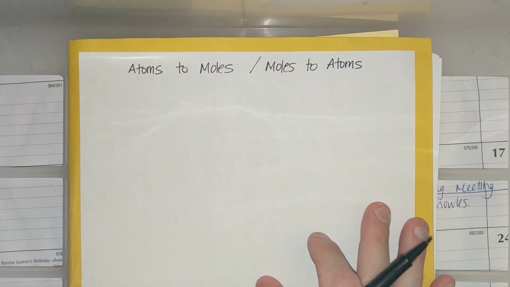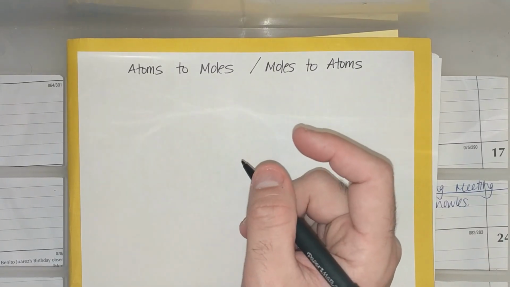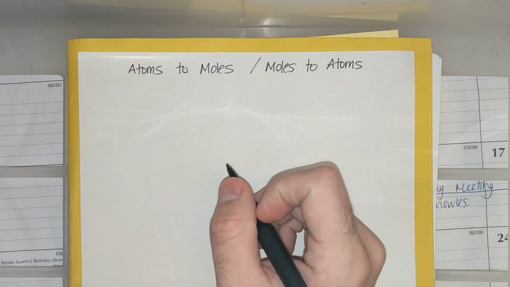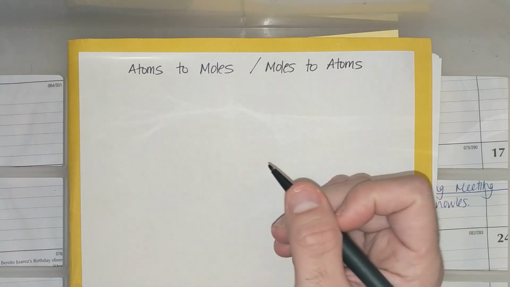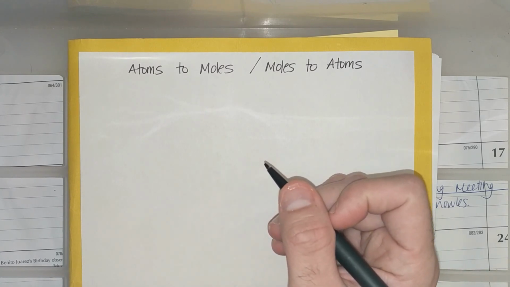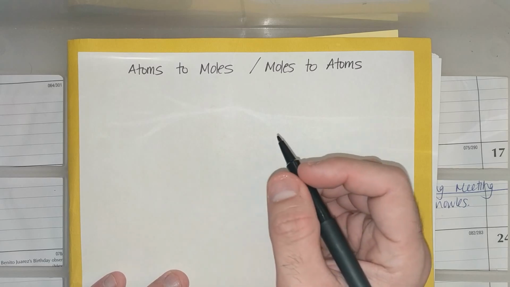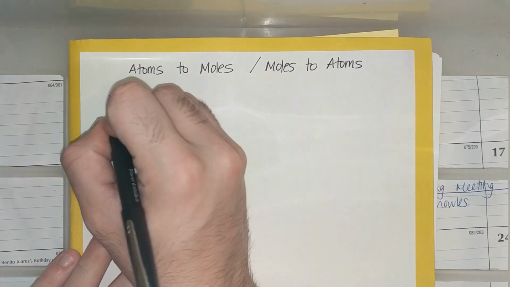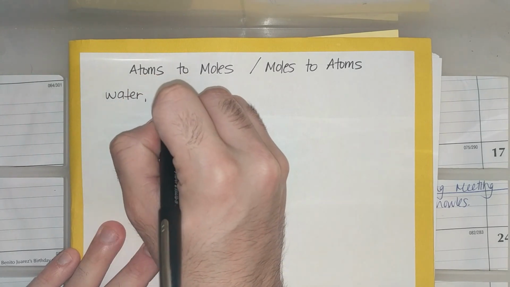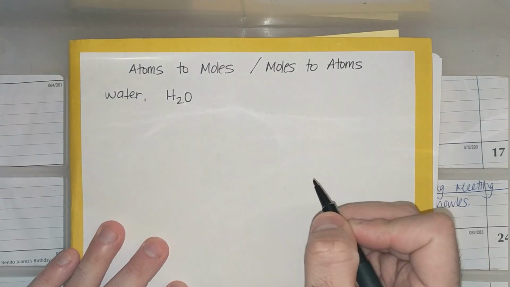Hey, Honors Chemistry. I wanted to make a helpful video to remind us of something that we learned recently and how we could come up with a new SI unit to relate atoms to mass eventually. So first things first, how about we start with water, right? And we should all know the formula for water is H2O.